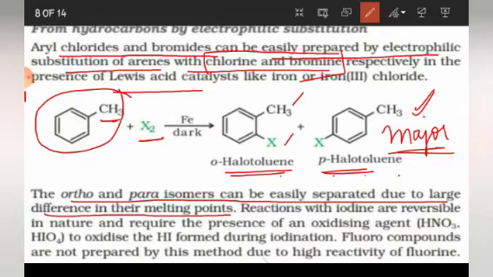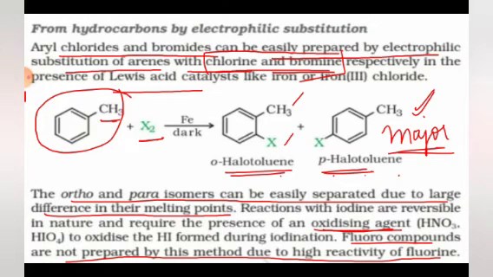Fine. Now again, what have we done? We have done either chlorination or bromination, and for iodination, what do we need? The presence of an oxidizing agent. And for fluorination, fluoro compounds are not prepared by this method due to the high reactivity of fluorine, and the reaction is very violent. Fine. So I hope this second method is also clear to you. Now let's move on to our next method.